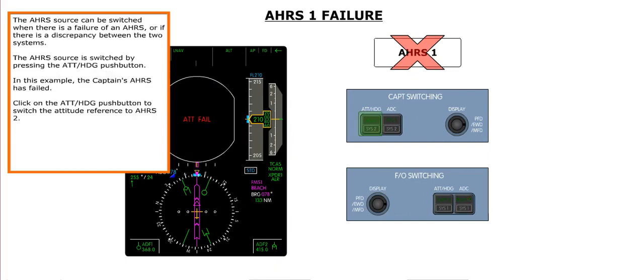The AHRS source can be switched when there is a failure of an AHRS, or if there is a discrepancy between the two systems. The AHRS source is switched by pressing the Attitude heading push button. In this example, the Captain's AHRS has failed. Click on the Attitude heading push button to switch the attitude reference to AHRS2.